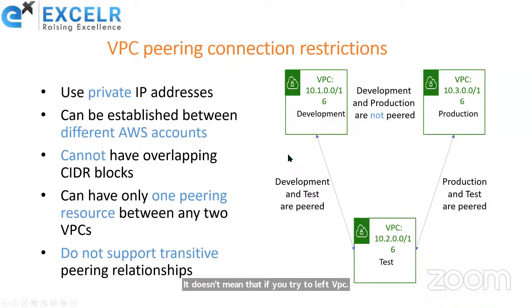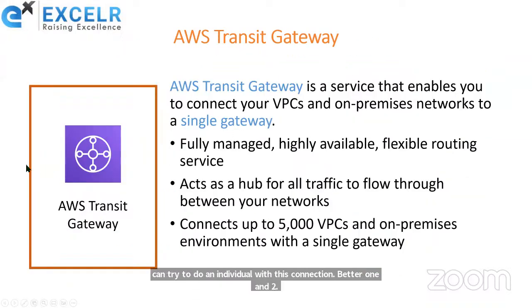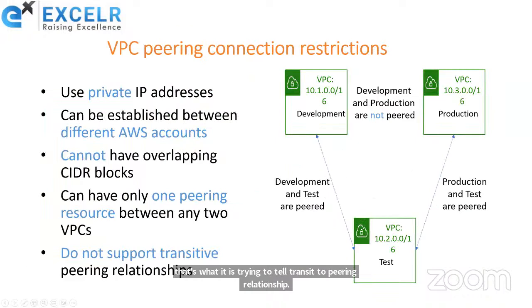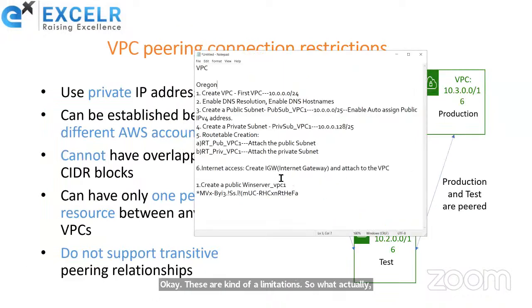However many VPCs there are, you have to set up an individual VPC connection between each pair, like between 1 and 2. So that's what it is trying to tell, the transitive peering relationship. Okay. These are kind of limitations. So what we can do is try a sample scenario here.